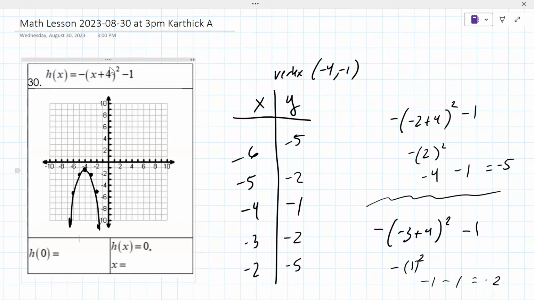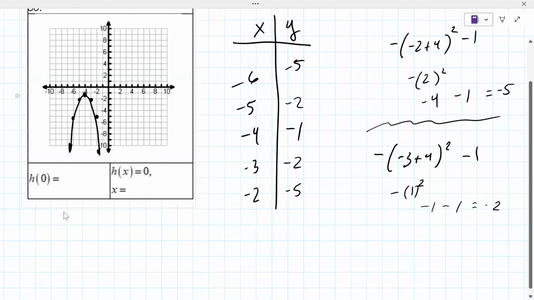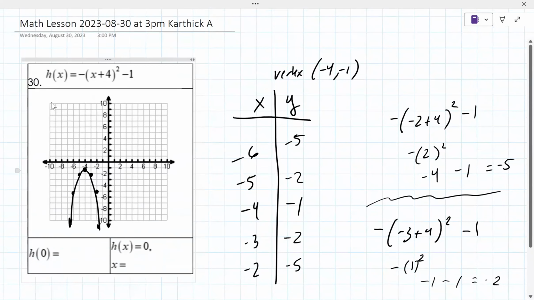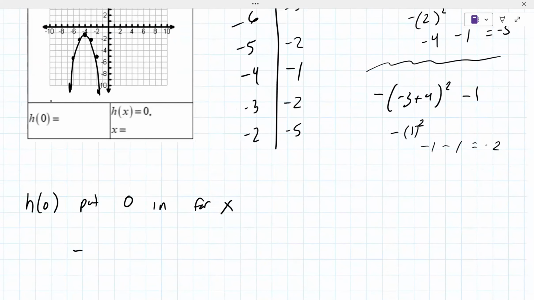Okay, so now that you have the graph, this helps. It doesn't actually answer the other question, it just helps. The h of 0, this means, and this is where a lot of students really struggle, to put 0 in for x. So that means you plug in 0 for x: -(0 plus 4) squared minus 1, like this. Why don't you try simplifying that for us, please?